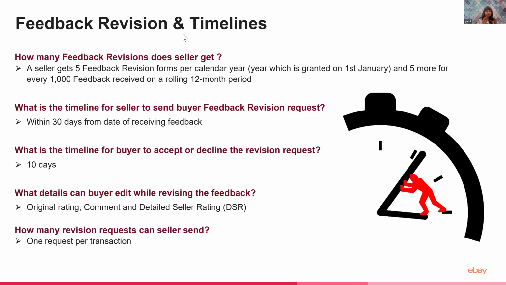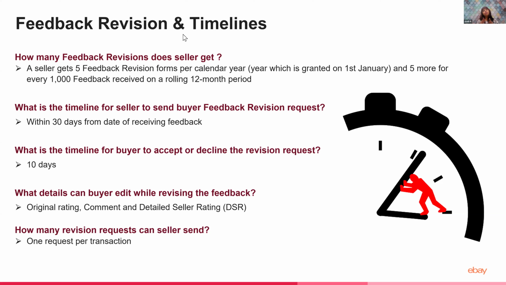Now, talking about feedback revision, before you send a feedback revision to your buyer, it is important that you connect with your buyer and resolve the issue for which the buyer had left you a negative or neutral, and then proceed to send a feedback revision request. You can send a feedback revision request within 30 days from the time the buyer left you a negative or a neutral feedback. Now, once you send the feedback revision request, the buyer would have 10 days, which includes the weekends as well. So it's normal 10 days to accept or decline.